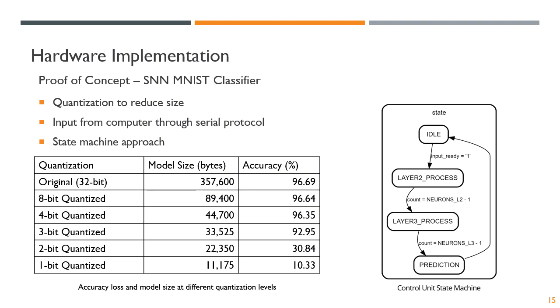Shown here is the state machine followed by the spiking neural network hardware implementation. As you can see, each layer takes n clock cycles, with n being the number of neurons in that layer.